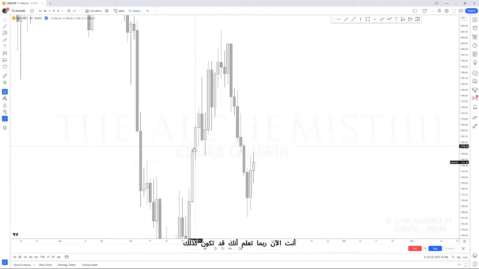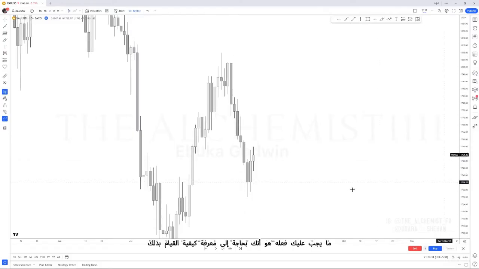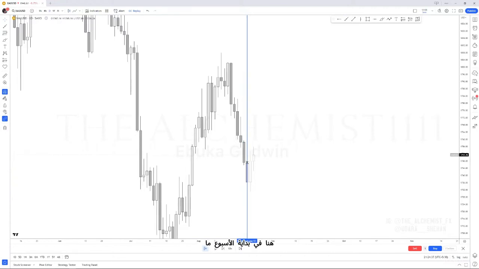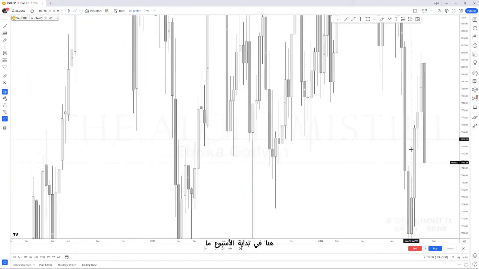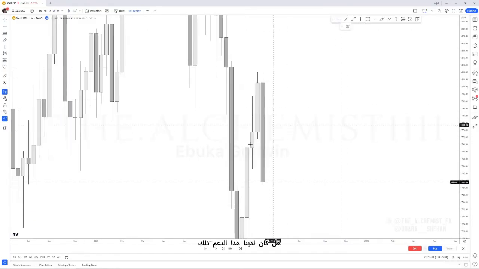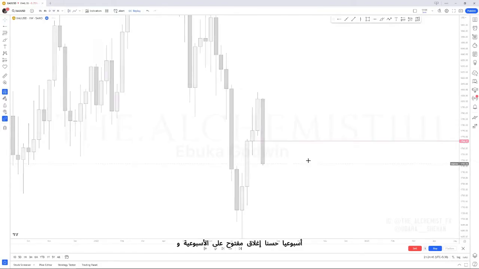Now, you might be confused, right? Why do we have so many zones here? We have this, this, and this. Then the best thing you should do is learn how to filter it out. That is why we do the multi-time frame analysis. If I put it here at the start of the week, what did we have? We have this support that was broken, right? Open, close on the weekly.